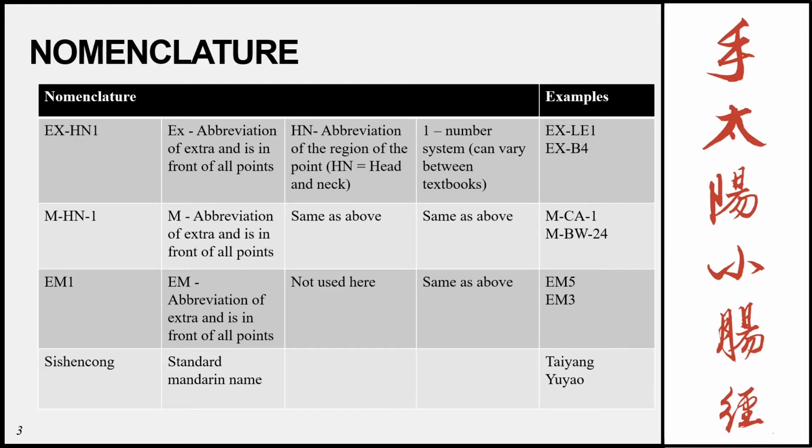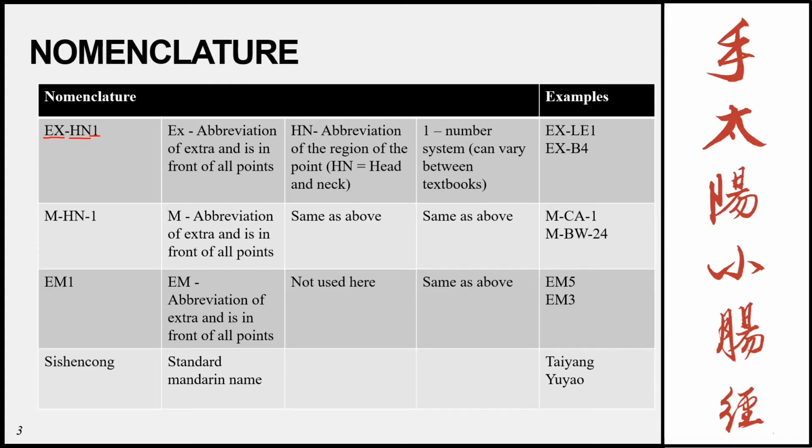So if we look at the first one, which is the one we will be using, and the most commonly used, this is EX-HN1. So the EX is the abbreviation for extra point, and it's in front of all the points, no matter where they're located. There will always be the prefix EX. And then there's a dash. And after the dash, there are 2 letters, which are the abbreviation for the region that the point is located in. So for our example, it's the H and N, which means it's in the region of the head or the neck. And then the last bit of it, the number, in this example a 1, refers to a specific point, and it's normally standard, but it can sometimes vary in different textbooks.